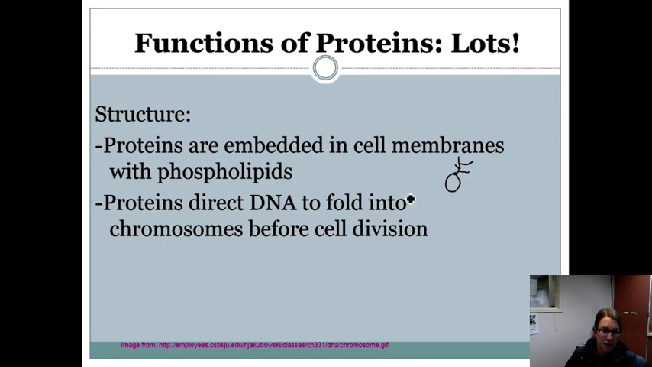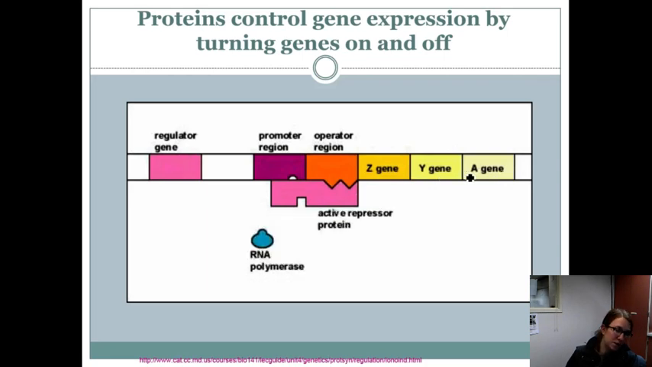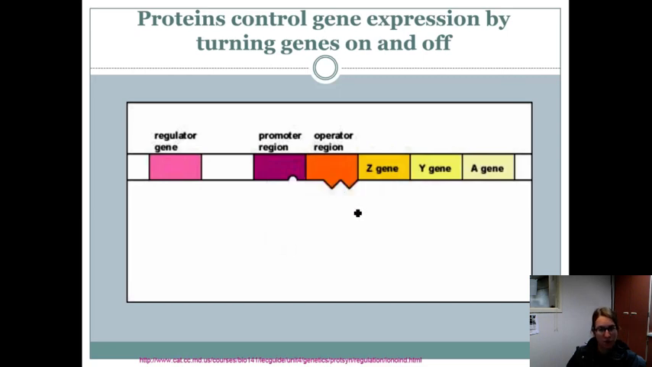Some proteins your DNA wraps around and folds up and tightens before your cell divides and makes more cells. Some proteins can turn genes on and off. So here we can see part of a gene, well, multiple genes up here, and this is a repressor protein, which is like a switch that turns these genes off so that they will not be used to make other proteins. There are other proteins that can be activator proteins that activate certain genes to then make the protein that they code for.